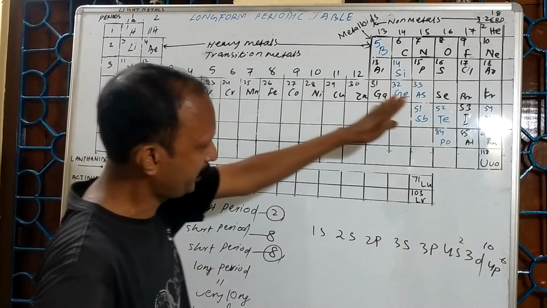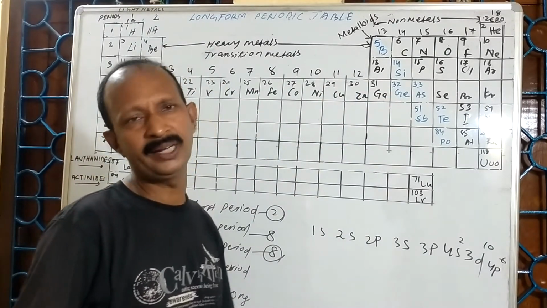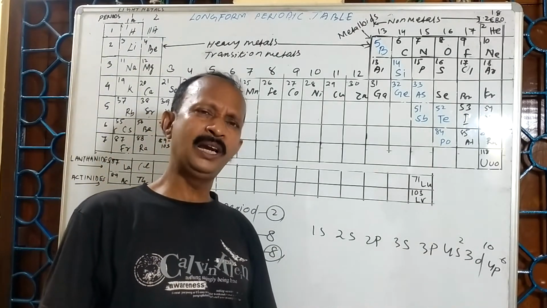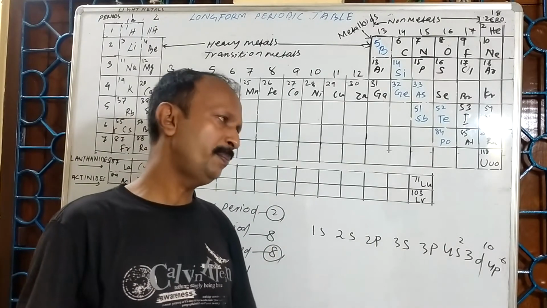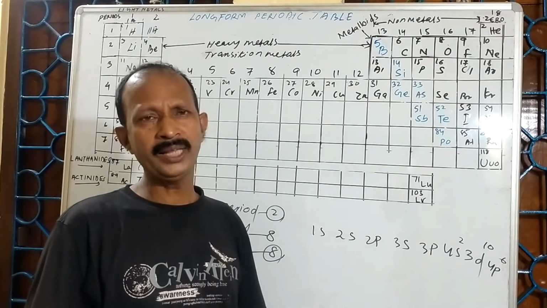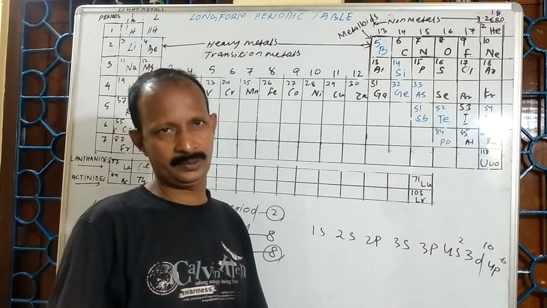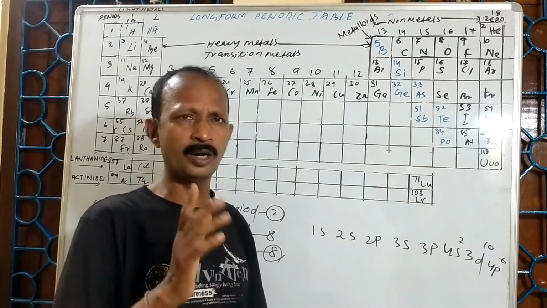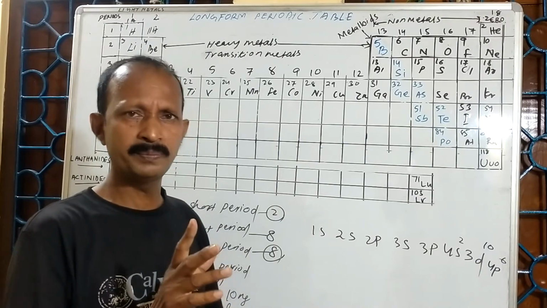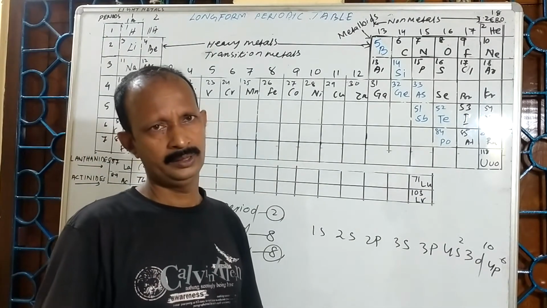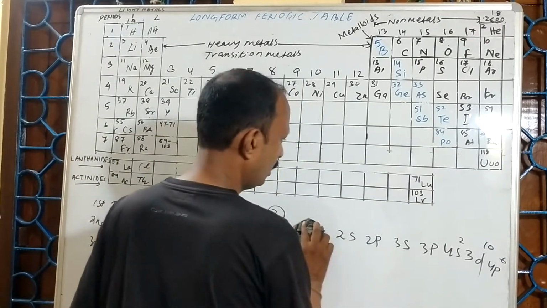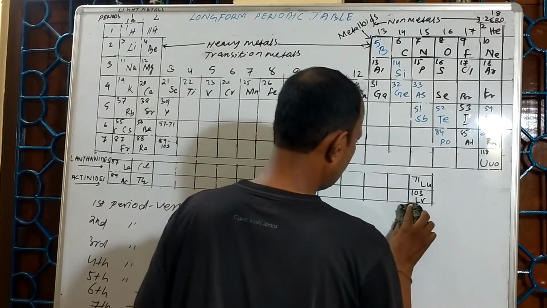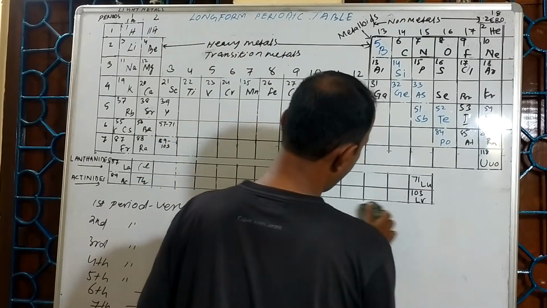So the fourth period contains 18 elements. So an element belongs to which period? It will be decided by the number of shells. Shell number will decide which period. It contains 4 shells, that means it belongs to the fourth period. At the same time, the number of electrons in its outermost orbit will decide the group number.